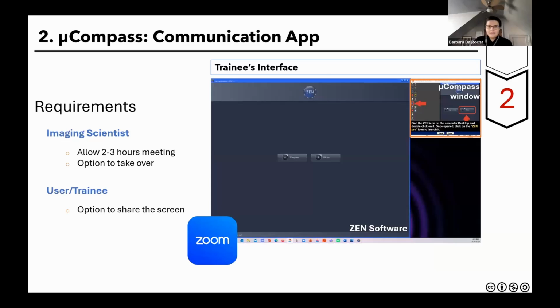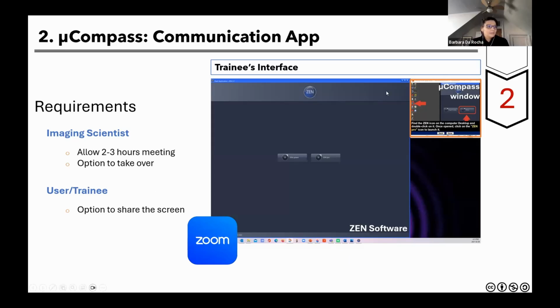Now, as a trainer, you want to see what is going on the computer of the microscope and what the trainee is doing. To do that, we wanted to have a communication hub that allows us to have 2 to 3 hours of training, even 4 sometimes. We need an option to take over, and the trainee would need to share their screen. For that, for IT reasons, we have used the Zoom software.